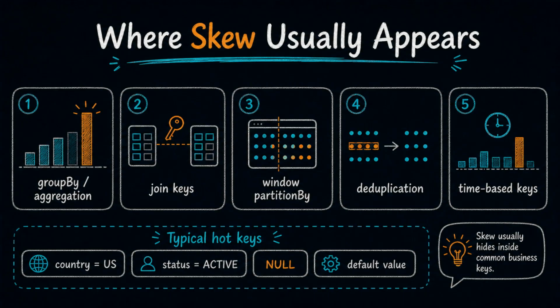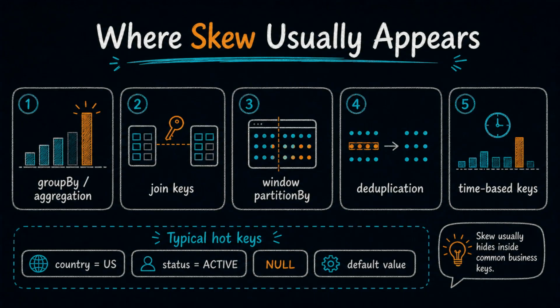The fifth place is time-based keys, like processing data by date. A busy day, the end of a month, or a default timestamp can all result in a hot partition. These events often lead to a concentration of data in a single area, creating performance challenges.